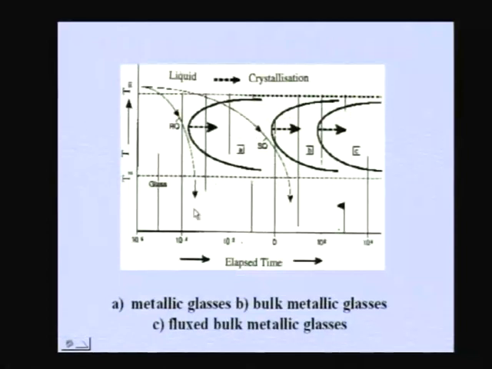And this is for getting a bulk metallic glass. If crystallization is more difficult in some systems, you can have glass formation at very slow cooling rates, and that is what a bulk metallic glass is, or bulk glasses in the silicate systems that we have seen. We have also talked about fluxing the glass-forming liquid to get a higher glass forming ability.